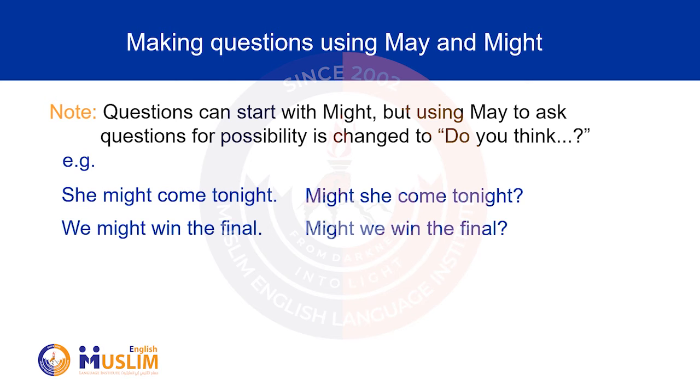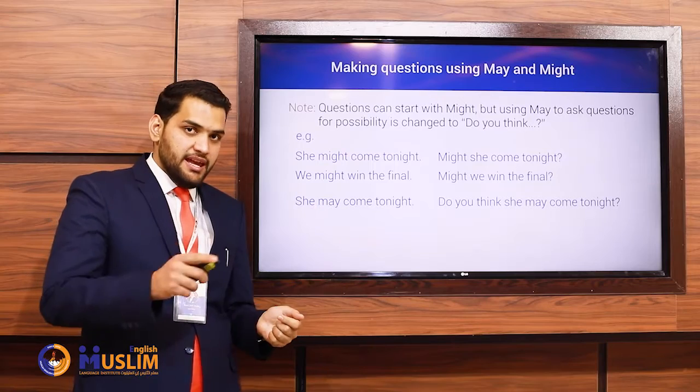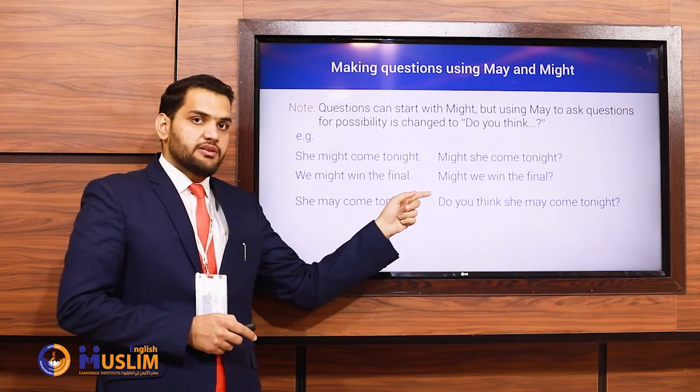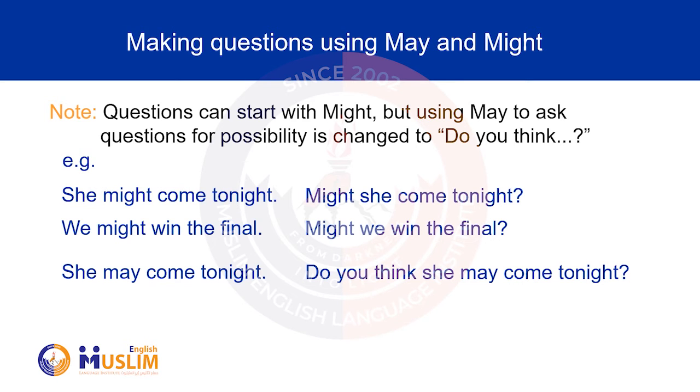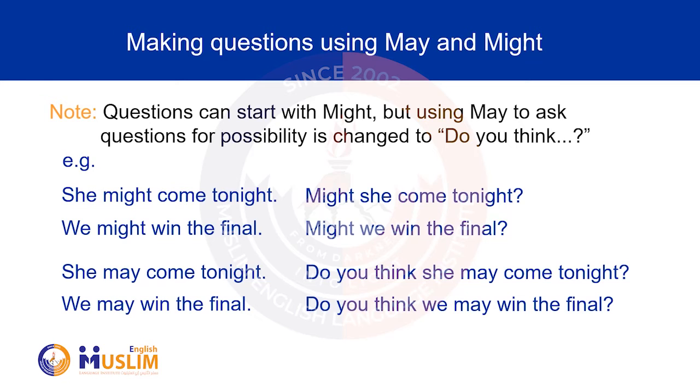We might win the final. Might we win the final? But if there is may, then it's better to use do you think at the beginning of the sentence. For example, she may come tonight. In the question, you have to say, do you think she may come tonight? Or we may win the final. Do you think we may win the final?